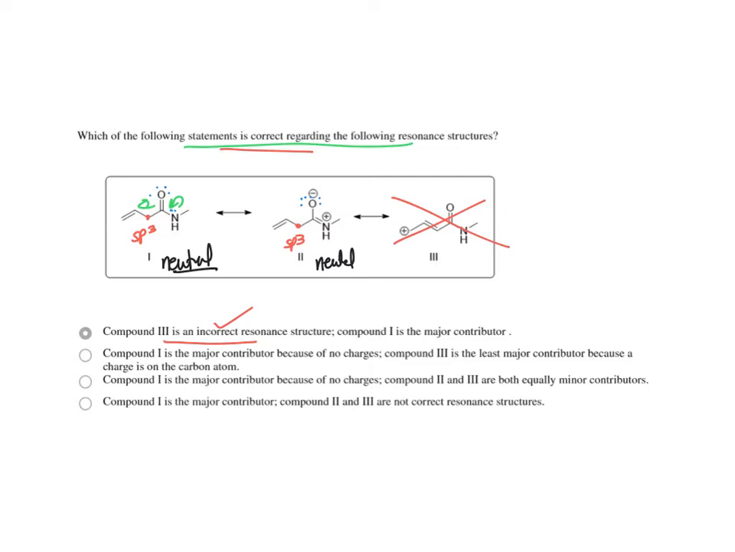Compound 1 is the major contributor. Okay, so compound 1 between 1 and 2 is the major contributor. Here, compound 1 is the major contributor. Okay, that's correct because of no charges. Compound 3 is the least major contributor because the charge is on the carbon. No, compound 3 is not a resonance structure. It's not a contributor.